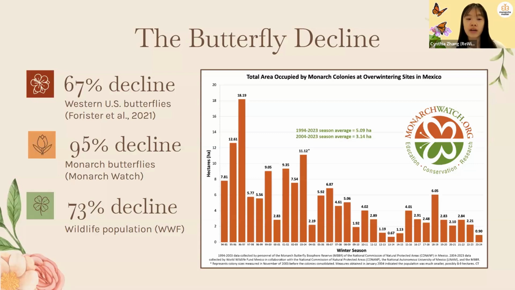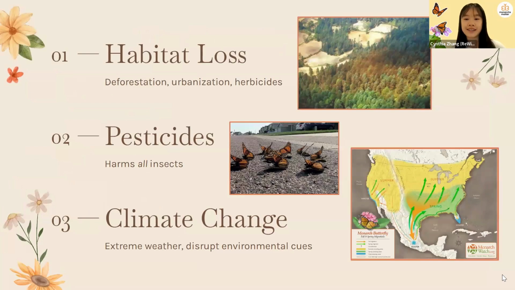And to zoom out, in general, wildlife populations have declined by 73% according to the WWF. So it just shows that biodiversity loss isn't just specific to butterflies, but all species in general. Okay, so this butterfly decline is obviously not natural. It's caused by human interference with the environment. And we can break it down into three problems that butterflies and biodiversity are facing.